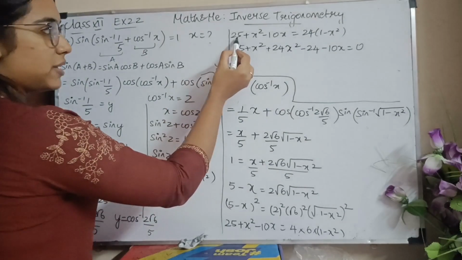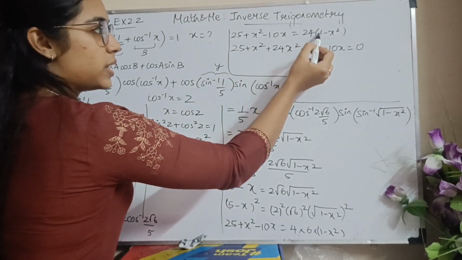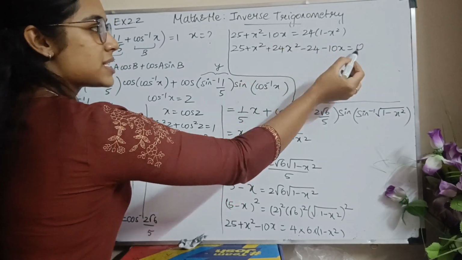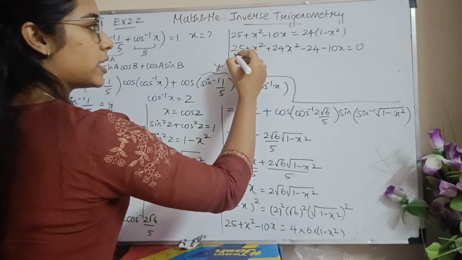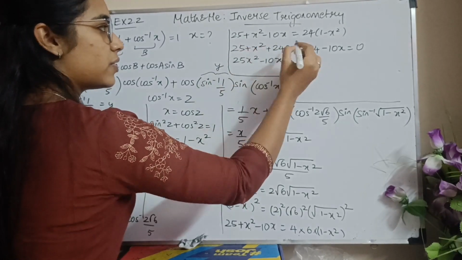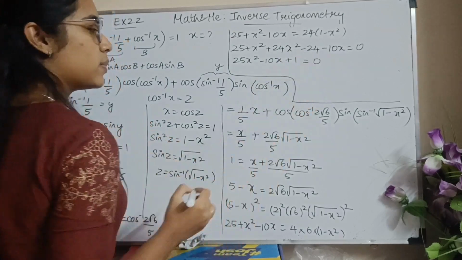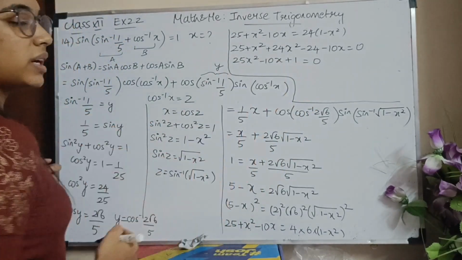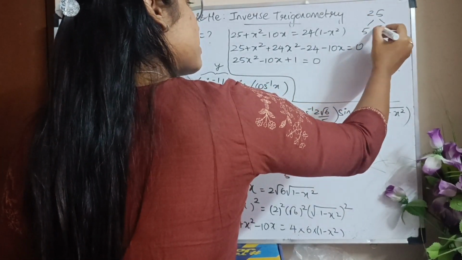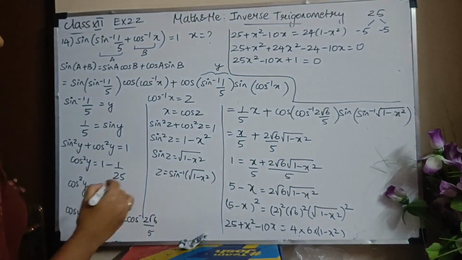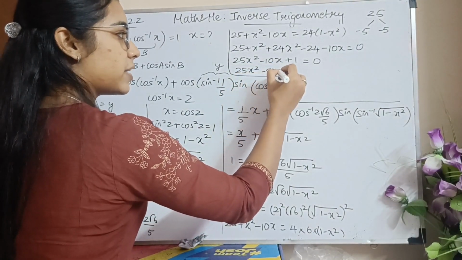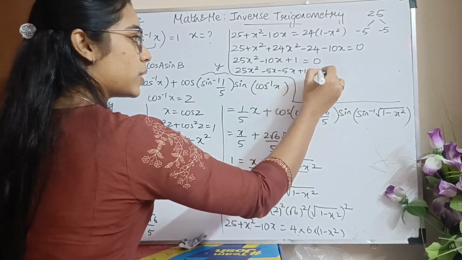25x square, plus 24 becomes minus 24, minus 24x square becomes plus 24x square, minus 10x equals 0. If x square terms, so I have 25x square minus 10x, 25 minus 24 is plus 1 equals 0. Now I need my product to be 25 and the sum to be minus 10. So product 25, sum is minus 10. So it will be minus 5 and minus 5. So I can use splitting the middle term. 25x square minus 5x minus 5x plus 1 equals 0.